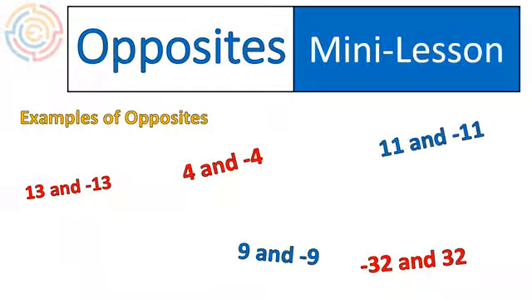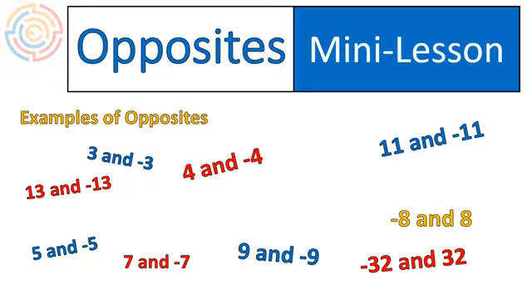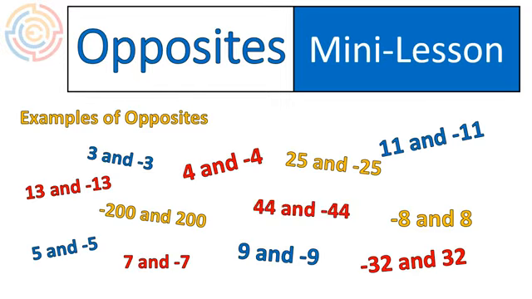11 and negative 11. 9 and negative 9. 7 and negative 7. 3 and negative 3. If you're seeing the pattern, at this point you should be recognizing that opposites are the same number with different signs, the opposite sign. Some more examples: 5 and negative 5, negative 8 and positive 8, negative 200 and positive 200, 25 and negative 25. And our final example, 44 and negative 44. Just to show you several different examples of what opposites are.